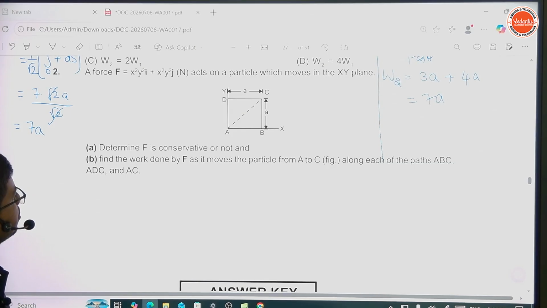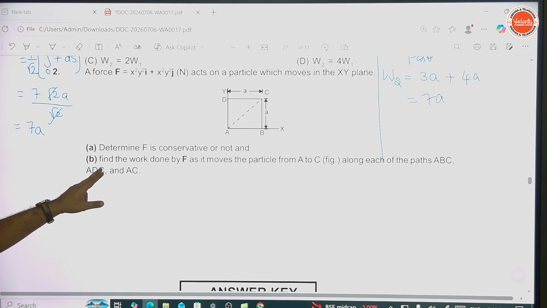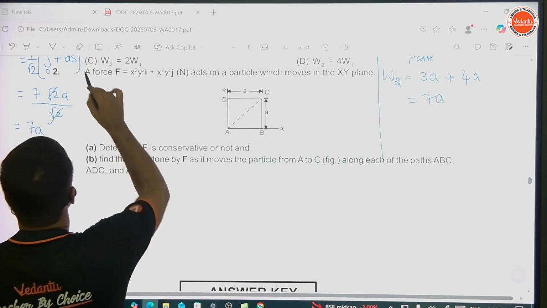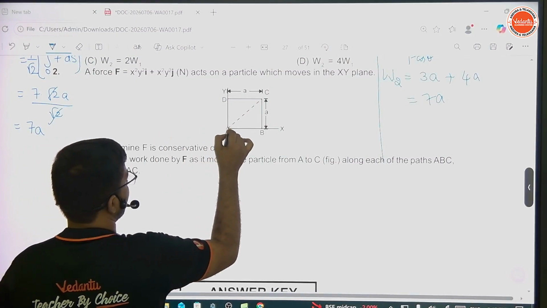What is the path over here? They have not mentioned any direction. Okay, I think they have given something over here. Find the work done by F as it moves from A to C along each of the paths, that is ABC, AC, and ADC. Three paths are there here, right?